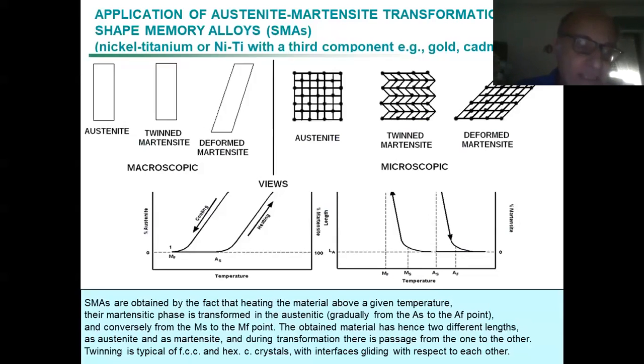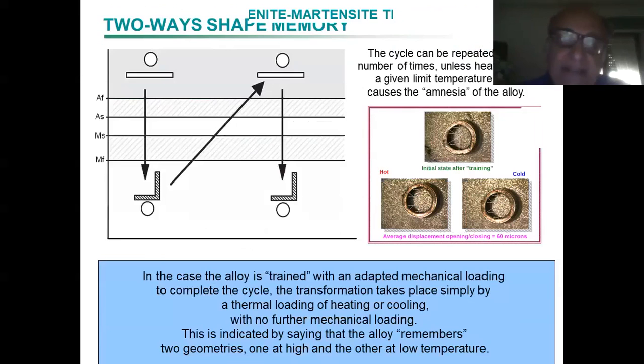Basically, you have two different layers that glide one with respect to another, and that gliding finally allows this kind of extension, this kind of tetragonalization, where it becomes tetragonal with respect to the initial structure of austenite, which was cubic, face centered cubic, and therefore the length changes. And you can have this also in two ways.